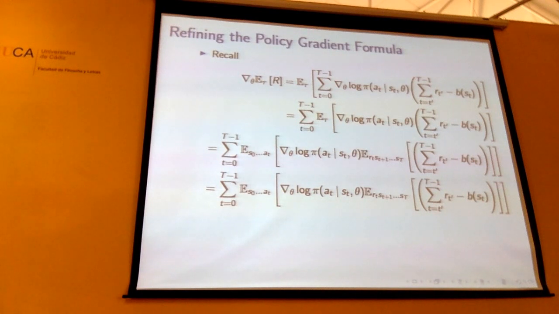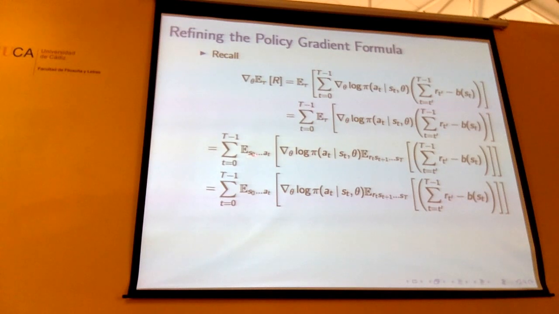Okay, so now we're going to go back to our policy gradient formula and look at how value functions can be used. This is just the formula we had before: grad log probability times sum of rewards minus baseline. And then we can just move the expectations around a little bit. Here we just move the sum over time outside of the expectation. Here we did something a little trickier.